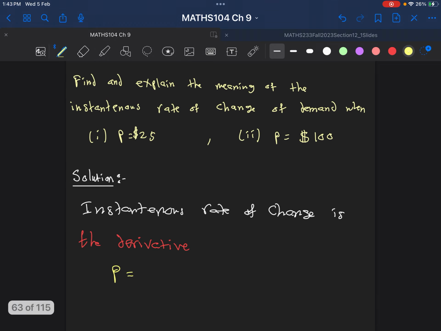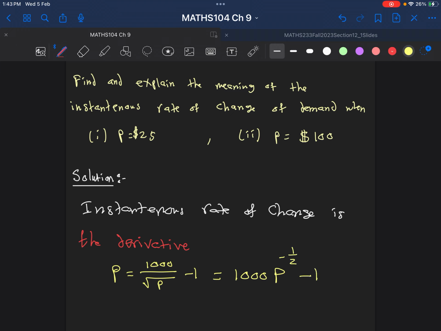Now, what's the derivative? Remember, my function q equals 1000 divided by the square root of p, minus 1. If we rewrite this one, it is 1000 p to the negative half, minus 1. Now q prime will be just negative 500 p to the negative 3 over 2. And of course, the derivative of negative 1 is 0, so we don't write it down.